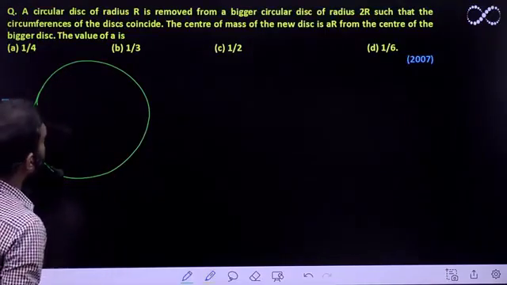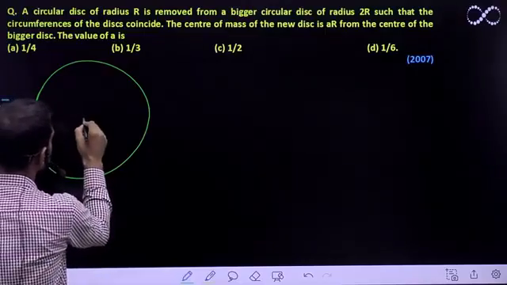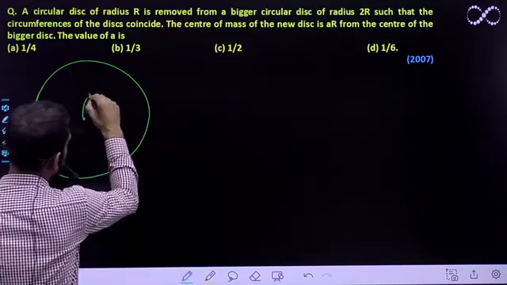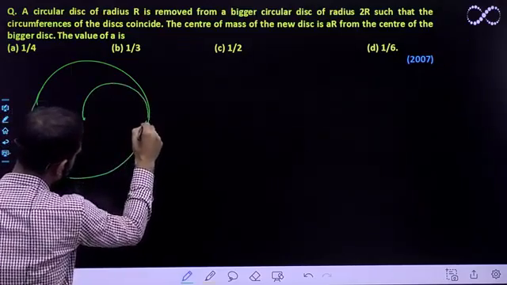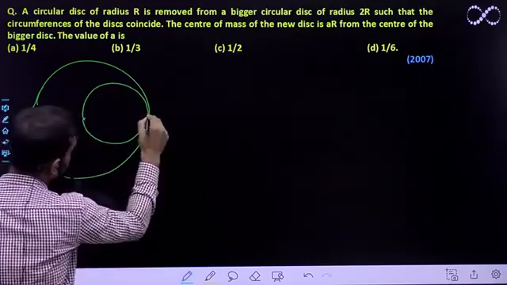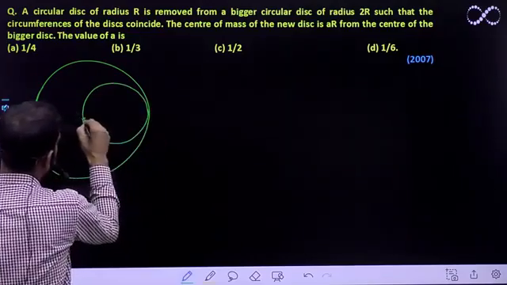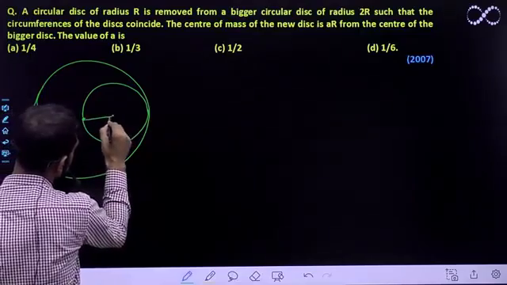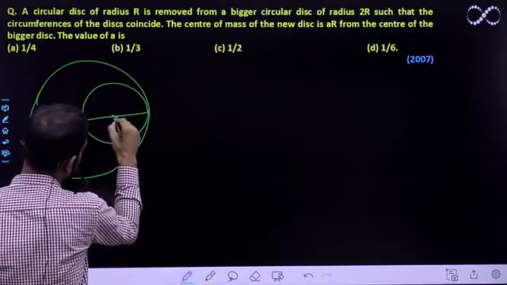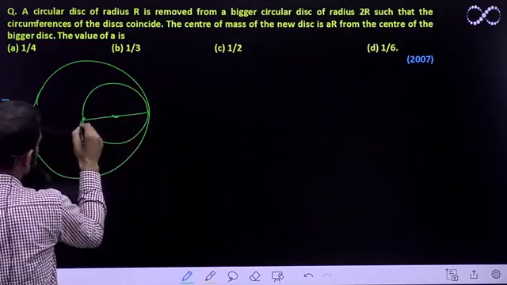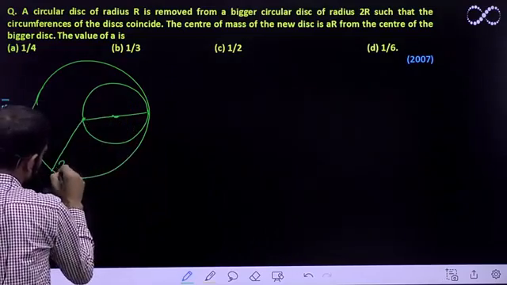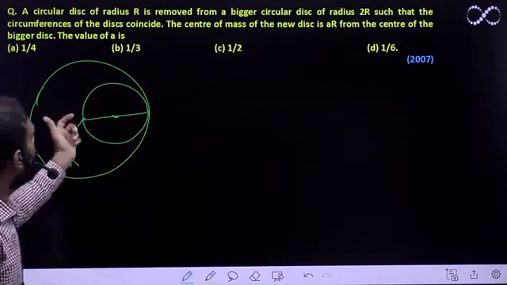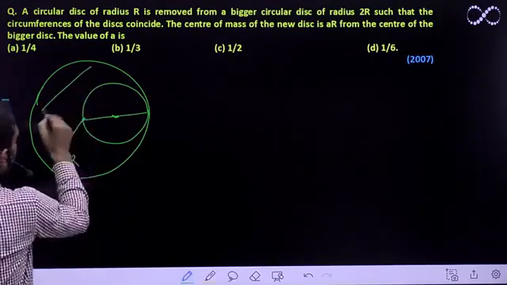Right, it is given in this way. Let us assume a disc whose radius is 2r, and let us assume this is the center and there is a smaller disc whose circumference coincides with it. The radius of the bigger one is 2r, so this entire length is 2r, and the radius of this smaller one is r, and this is removed from here. So this one is filled, you can say.